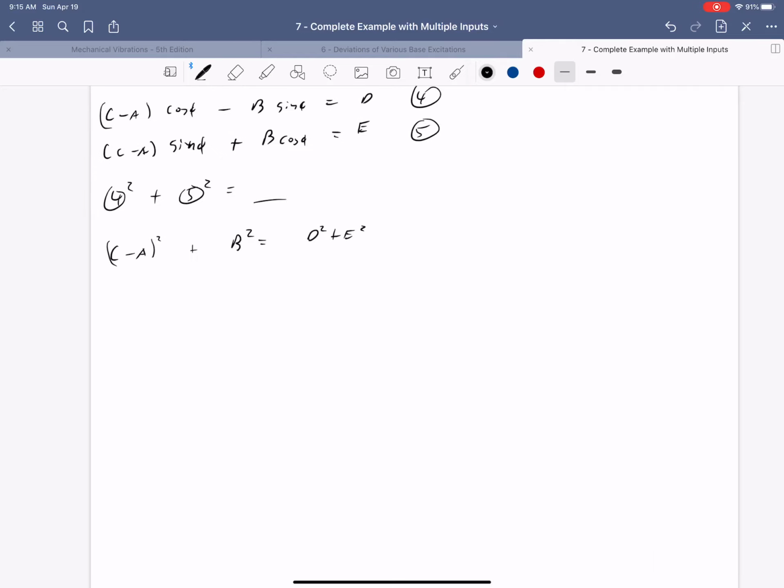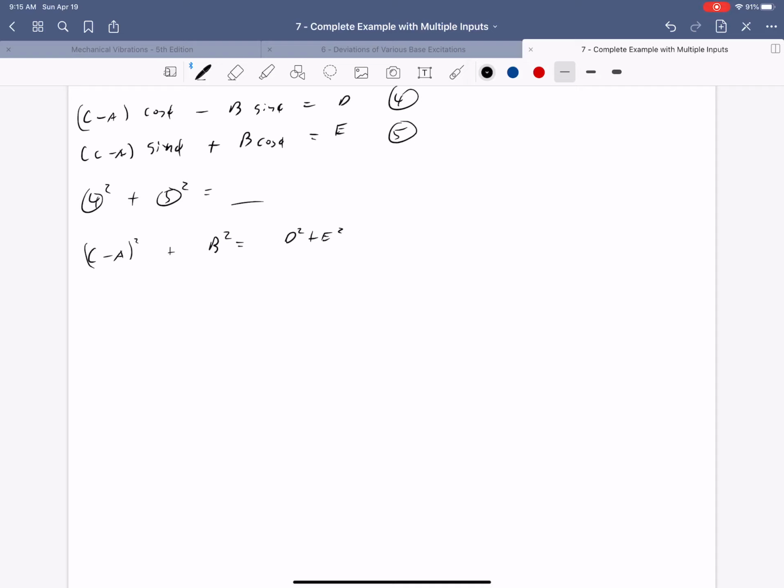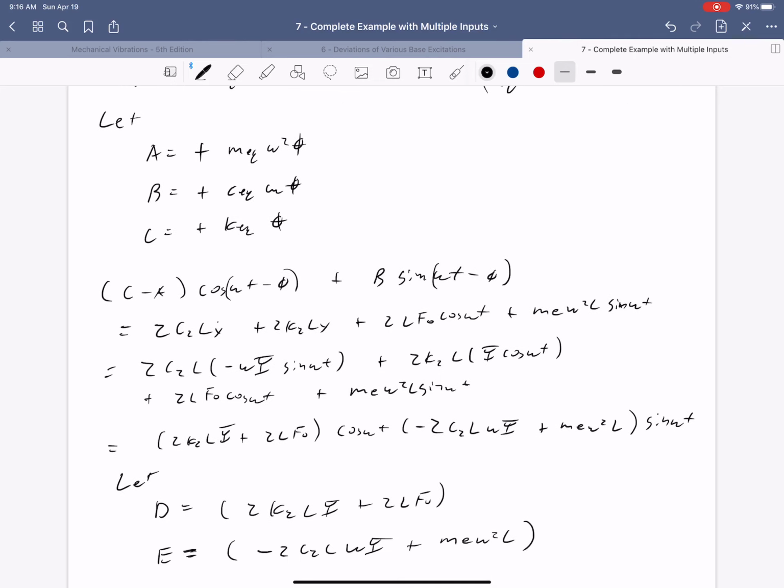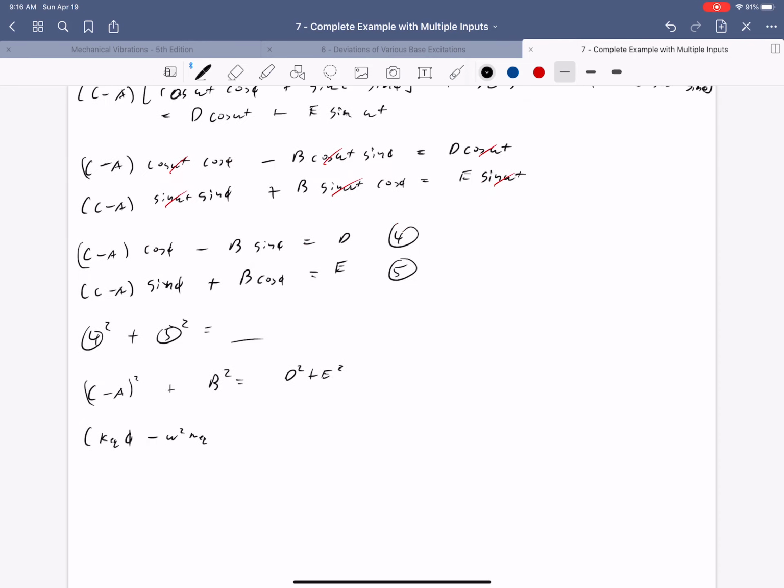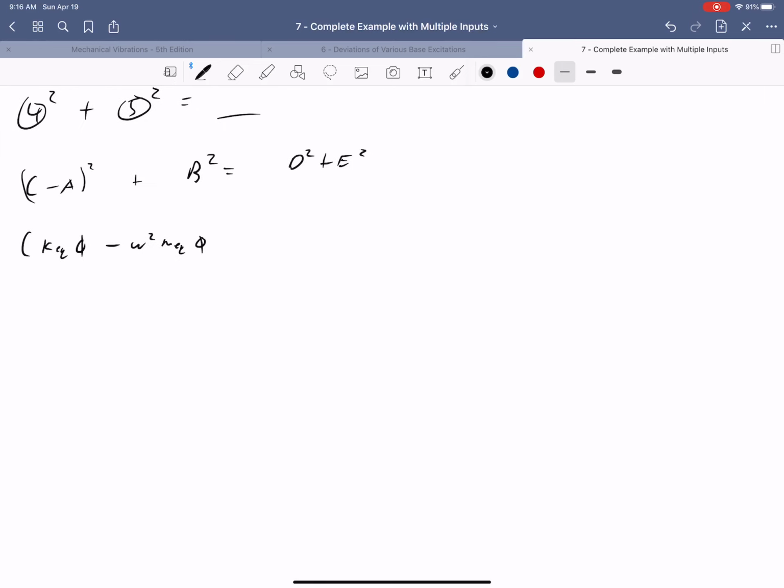And now we can substitute in our c's, a's, and everything. Okay? So this becomes keq phi minus omega squared meq. And I think... is there an L in there? What was our... Nope. Okay. Minus meq phi squared plus, and this was omega squared ceq capital theta squared is equal. And I'm going to leave d squared and e squared alone. Okay? It's going to leave them like that.